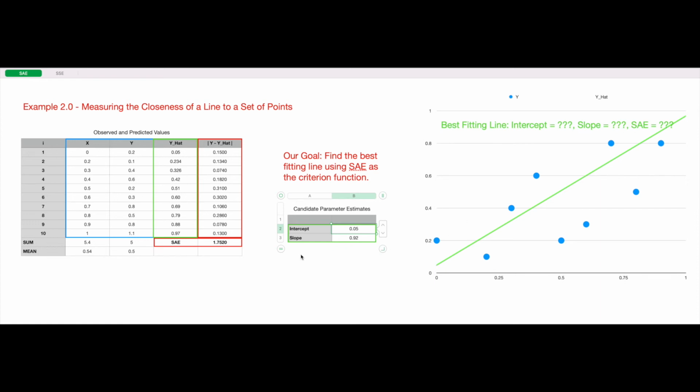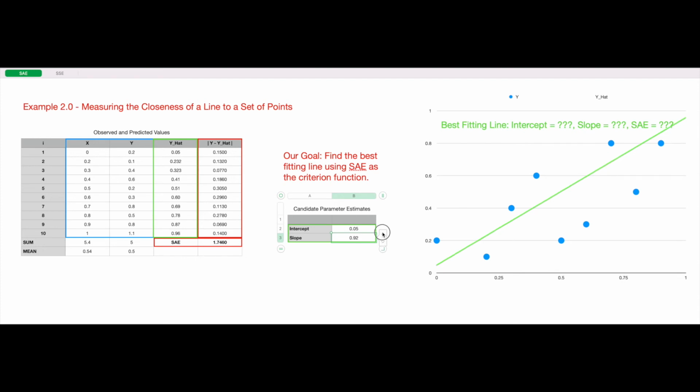All right, so once we get the line fairly close to where we think it needs to be, we also need to keep an eye on the value of SAE over here. Then we can fine-tune the parameter estimates to get that line situated in such a way that we minimize the SAE. You can see that we currently have an SAE value of 1.7520. So let's see if we can play around with this line.